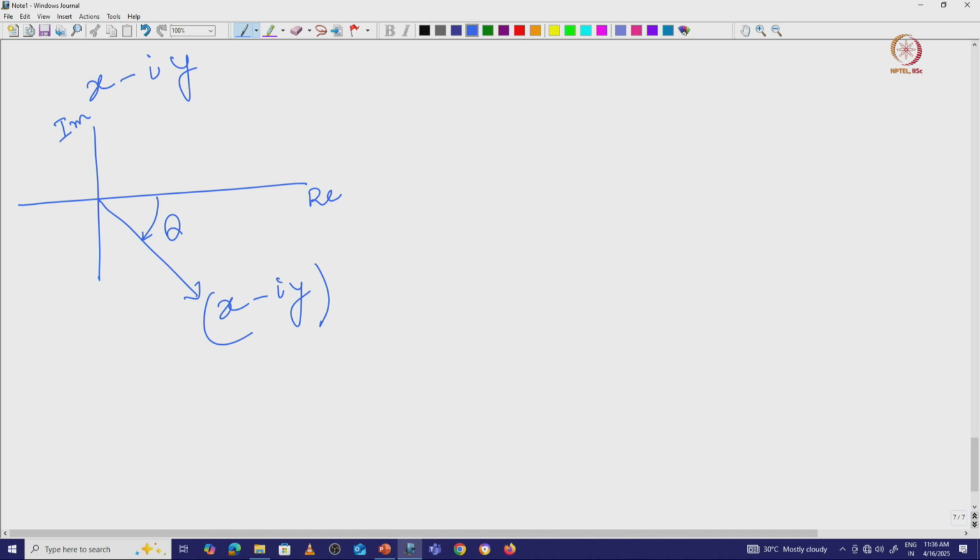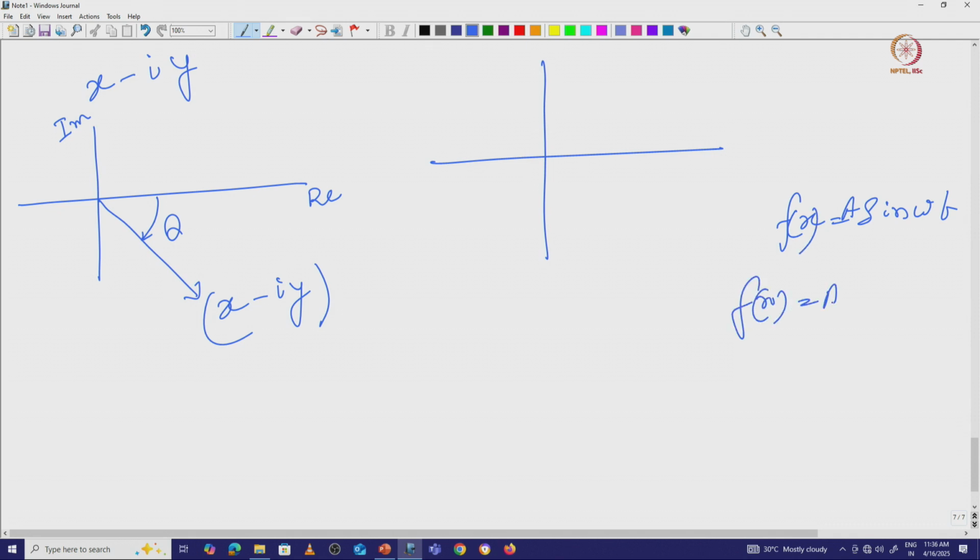Now, if we want to represent these things just like a wave that we already discussed, that is A sine omega t, or if we just consider that f of x equals A sine of omega t plus theta, where theta is the phase difference. If we consider a simple one, A sine omega t, how can we represent these things?